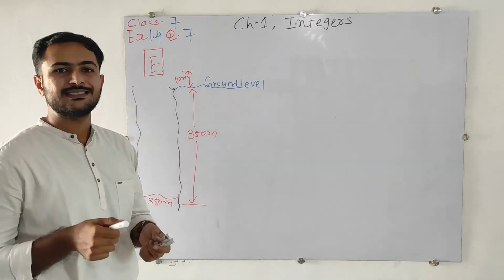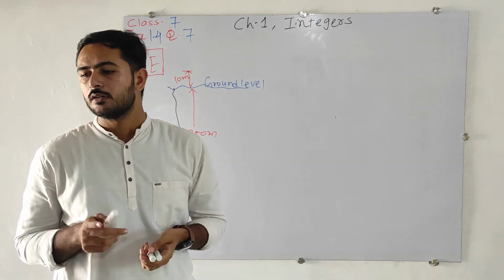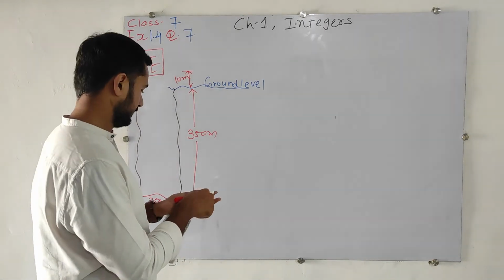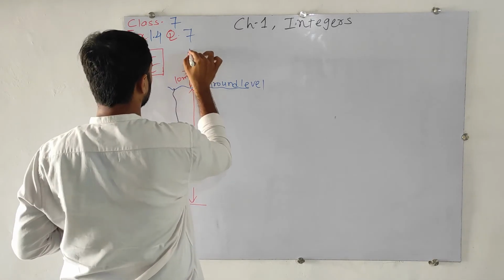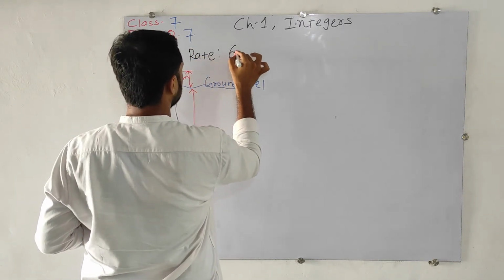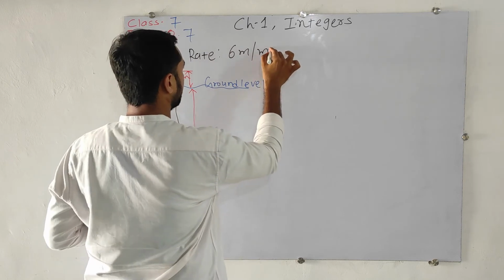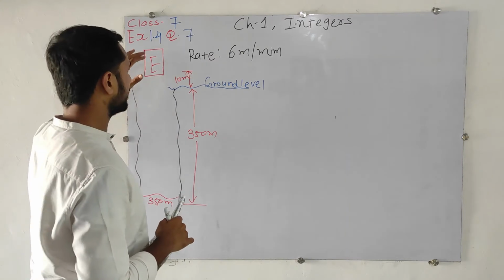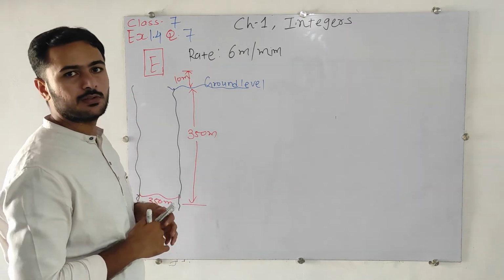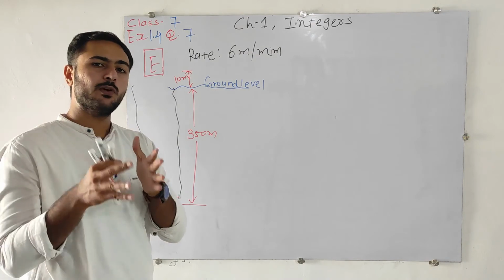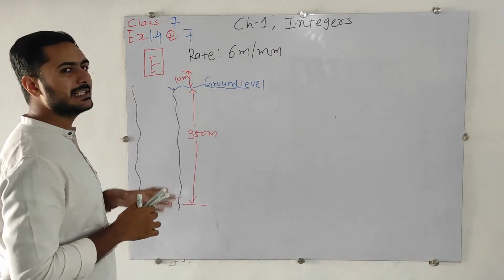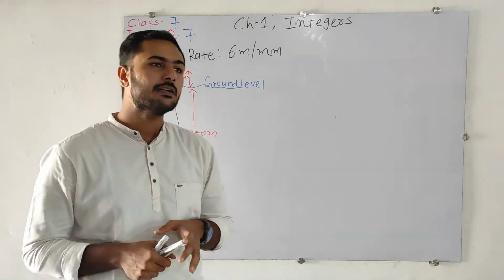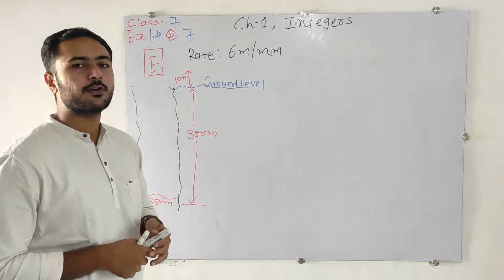The rate of descent that is given as 6 meter per minute. The rate is 6 meter per minute. It means in 1 minute, the elevator will go down by 6 meter. Okay, in every 1 minute, the elevator will go down by 6 meter. It means after 3 minutes, the elevator reaches 18 meter from the ground level.